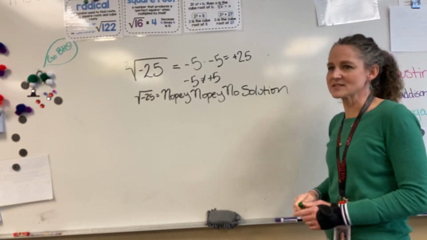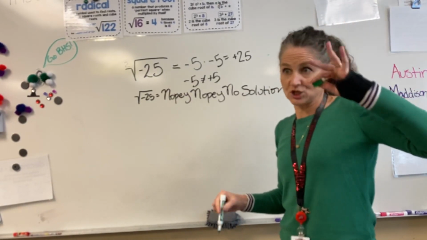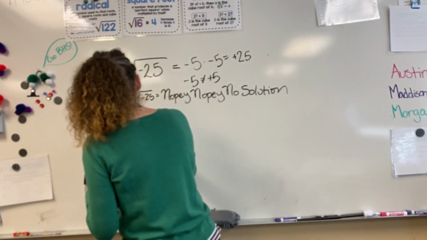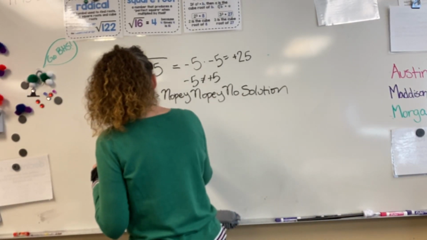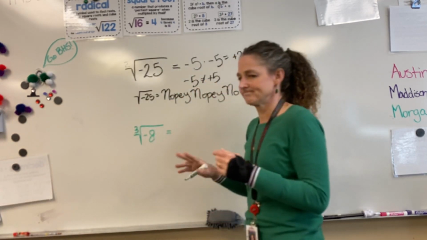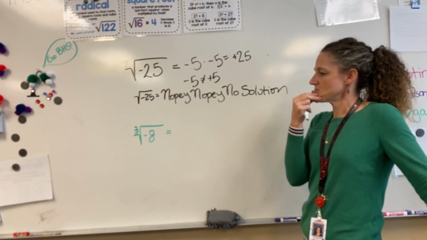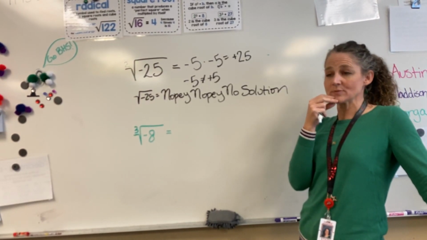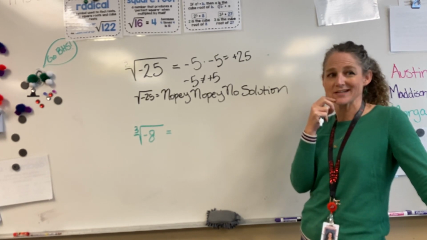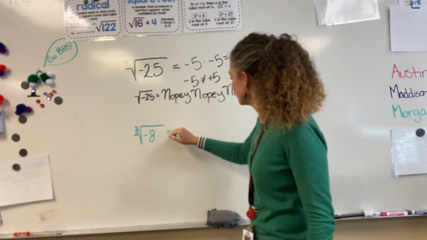All right, what about this though? We know that the cubed root of 8 is 2. We've already established that, right? What about the cubed root of negative 8? Is there a number multiplied by itself 3 times that equals negative 8? Katana, what do you think? Katana wants us to try negative 2.